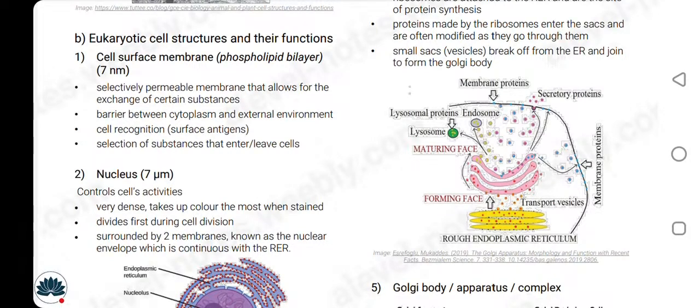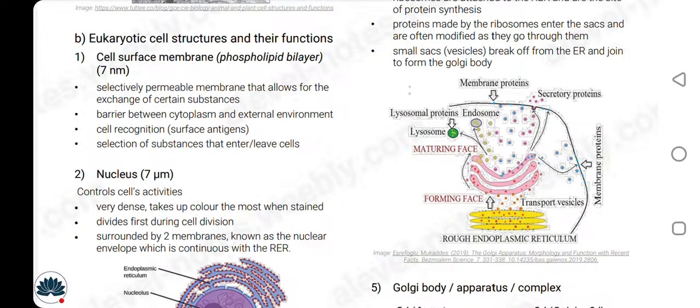But before starting, we are required to focus on the cell surface membrane, what is written in these notes and what is written in the book. I'll be reading both so that it is more clear to you. So, number one, note down that this has a size of 7 nanometers and is made of phospholipid bilayer. Or you can say the cell surface membrane is made up of phospholipid bilayer, and the cell wall, which is present in the eukaryotes, is made of fiber or cellulose.